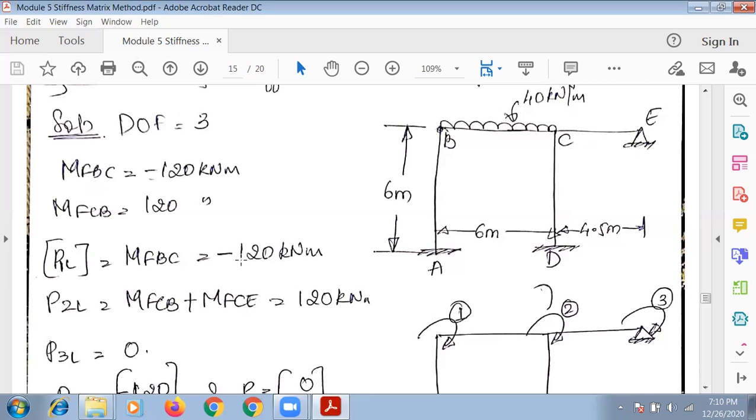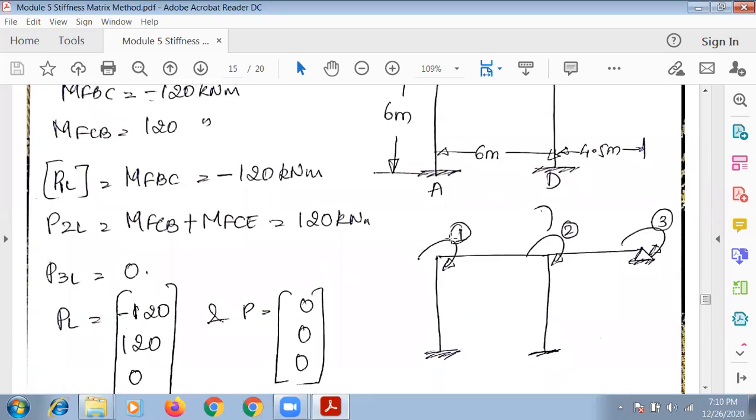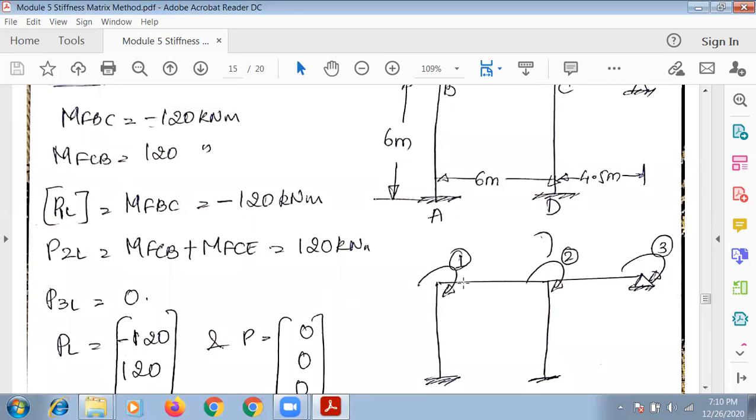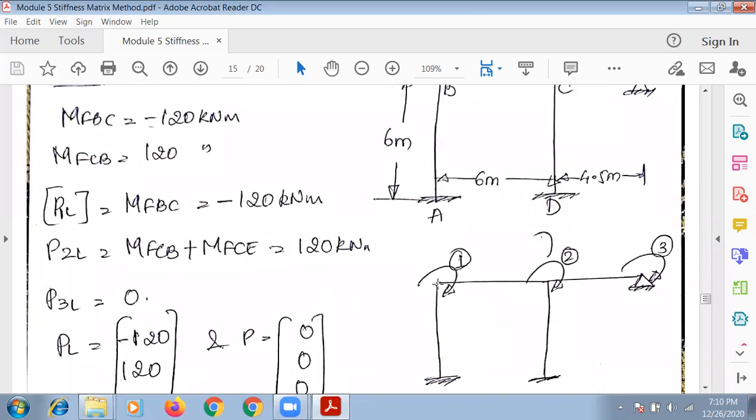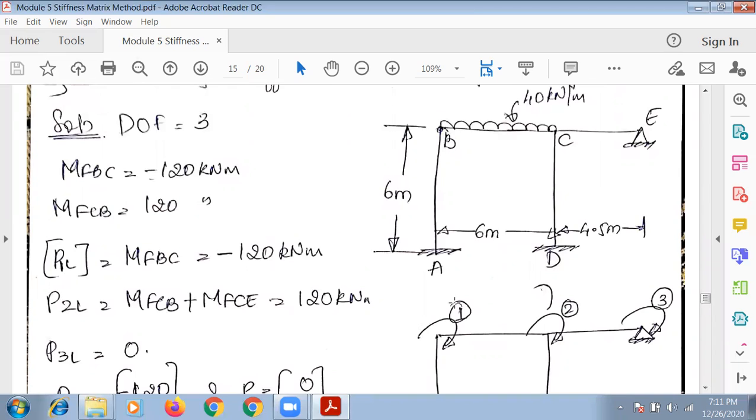Next, calculate P1L, P2L and P3L. So P1L, in the first coordinate direction, is nothing but MFBC in the first direction. P1L, P2L and P3L are for all three directions. So P1L is only this portion, MFBC. MFBC is equal to minus 120.